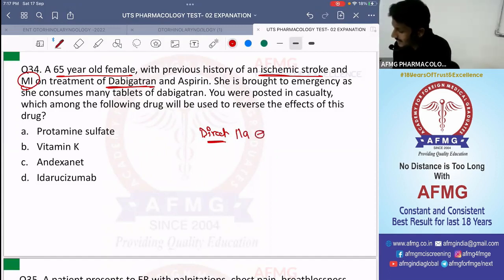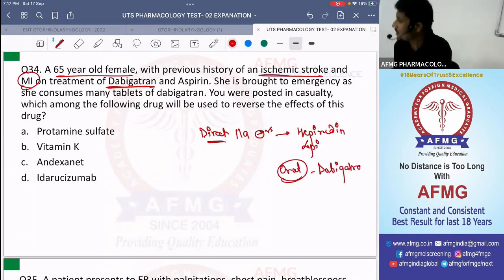If I talk about direct 2A inhibitors, most of them are injectable drugs like hirudin or lepirudin. Okay, these are injectables. The only oral direct 2A inhibitor that is available is dabigatran. Okay, remember dabigatran. And similarly direct 10A, indirect 2A and 10A is heparin again.